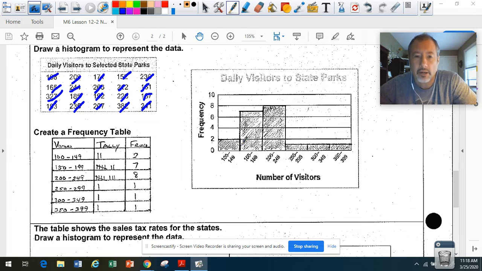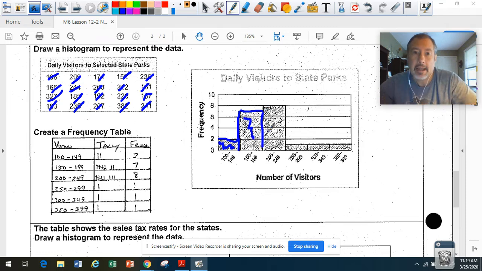Now we go over here. What I want you to look at is that these bars are connected. Make sure they are connected here. So if we go to 100 to 149, we go up to our 2, draw our line, fill in our box, shade it in, and we're good to go. Go up here to 150 to 199, go up to your 7, put your line in, fill in your box, and go from there, shading all of this in.